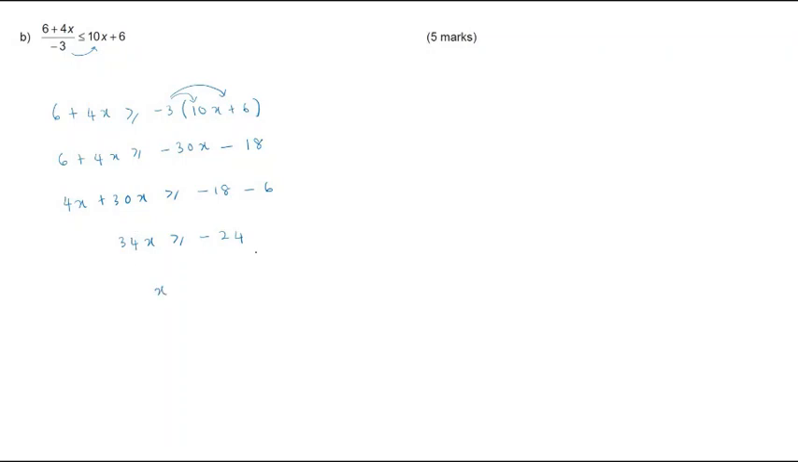Okay, we want to bring 34 to the other side. The operation is division. Tell me, do we need to change the inequality sign? No need. We don't have to change the inequality sign because what we bring here is a positive value, positive 34. We can simplify: negative 24 over 34 is negative 12 over 17.